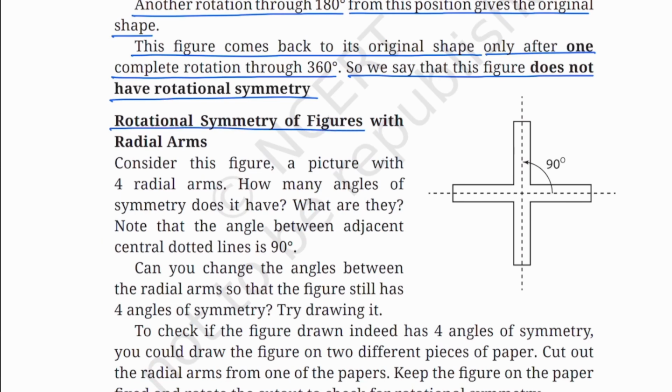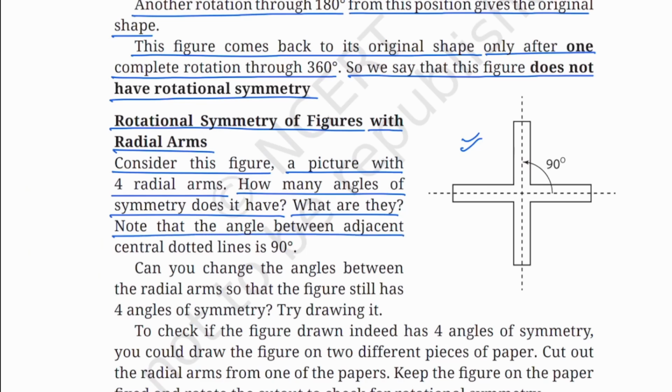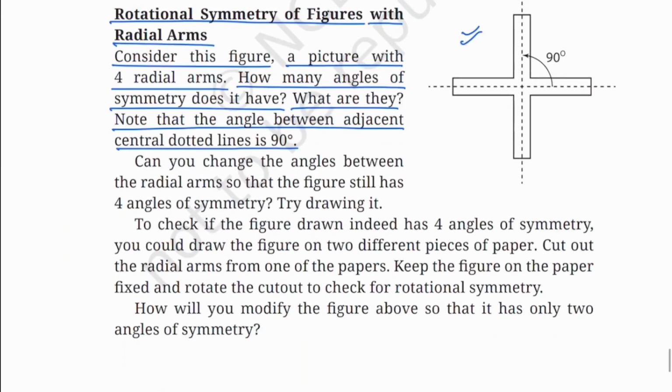Rotational symmetry of figures with radial arms like this. Consider this figure, a picture with 4 radial arms. How many angles of symmetry does it have? What are they? Note that the angle between adjacent central dotted lines is 90 degree. Angles of symmetry will be 90 degree, 180 degree, 270 degree and 360 degree.